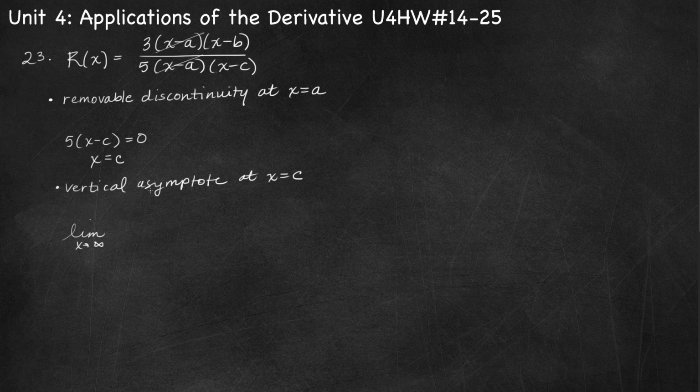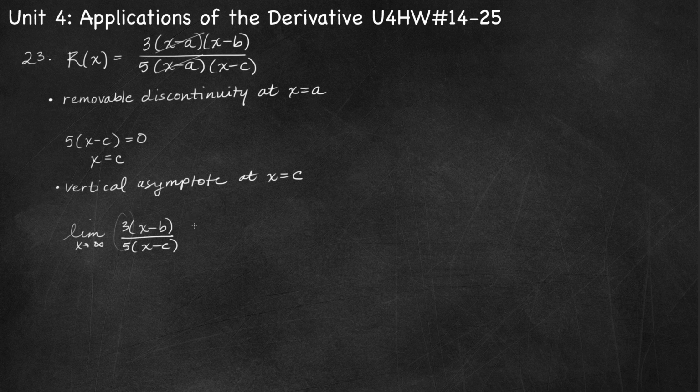To find my horizontal asymptote, I want to find the limit as x approaches infinity of r of x. And I can use the simplified version after I cancel out the x minus a's. So it's 3 times x minus b over 5 times x minus c. Substitution is going to give infinity over infinity. So we can use our shortcut rule. Since these are polynomials, they're both the same degree. I can just look at the ratio of my leading coefficients. I know this limit is going to be 3/5.